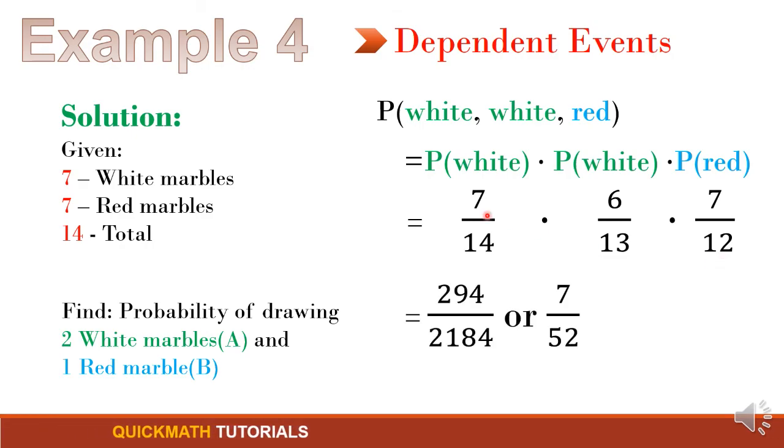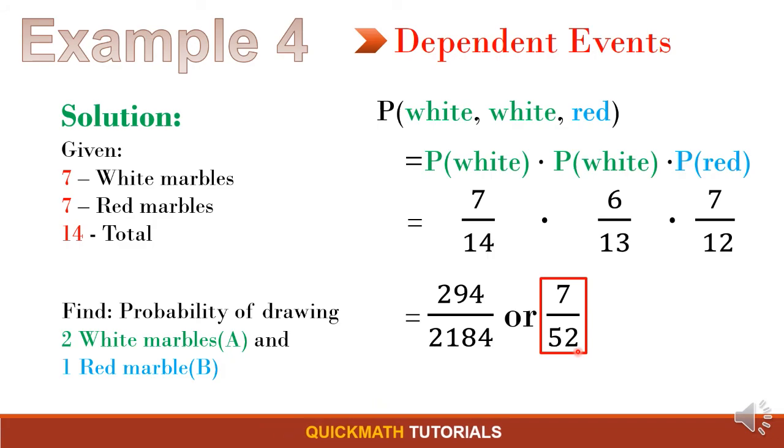Now let's multiply 7 times 6 times 7, which is equal to 294, and 14 times 13 times 12, which is equal to 2184. Or in lowest terms, we will divide both by 42. We have 7 over 52. Therefore, the probability of drawing 2 white marbles and 1 red marble is 7 over 52.